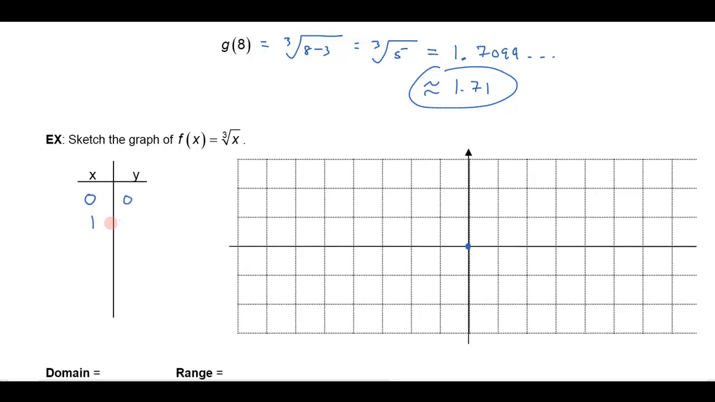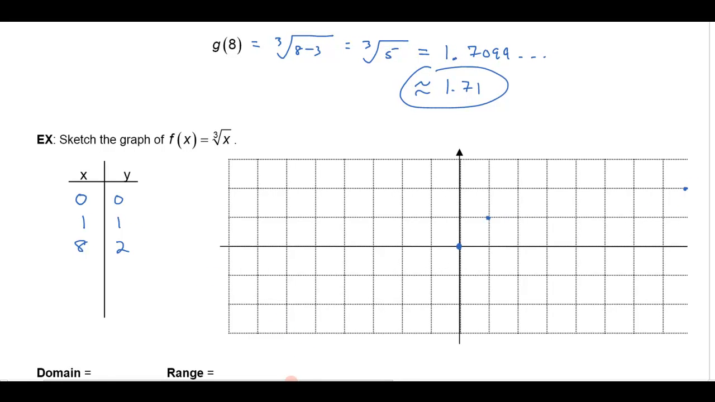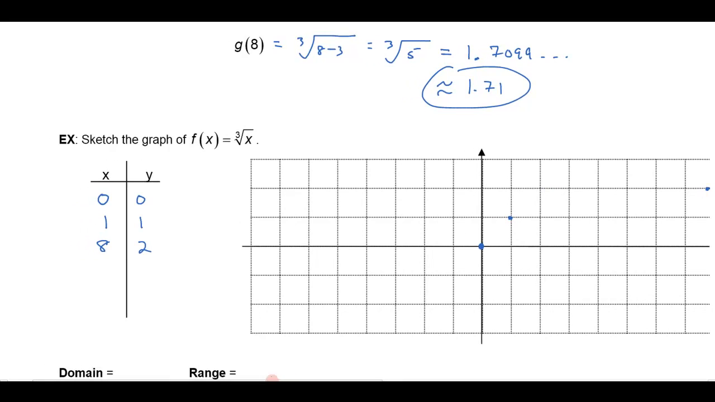If I plug in 1, I can take the cube root of 1. That's 1. That's going to be this point. And the next nice number to plug in is actually 8. If x is 8, the cube root of 8 is 2. So let's see, 2, 3, 4, 5, 6, 7. Here's 8 out here. And if I wanted to do negative numbers, I can take the cube root of negative 1. That's negative 1, because negative 1 times itself 3 times is negative 1.